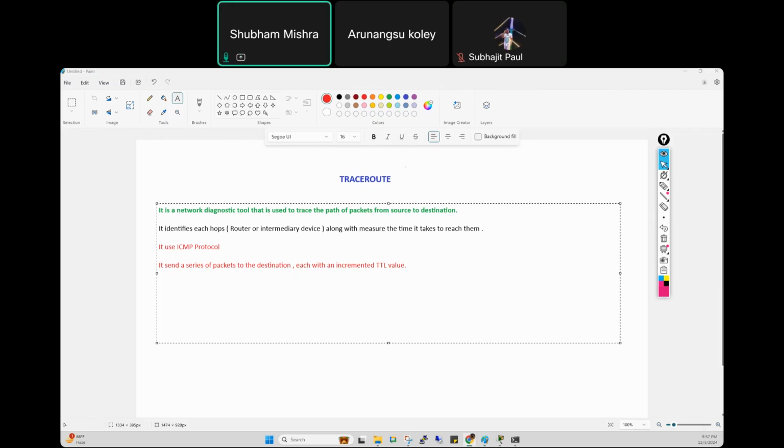So, this is something about traceroute, guys. I hope you understand what the use of traceroute is. Clear? Everyone? Yes, sir. The TTL value. Okay.